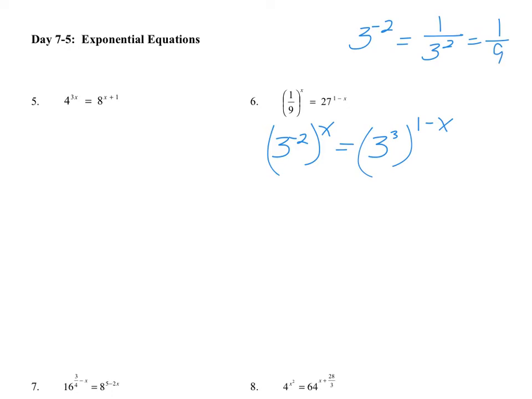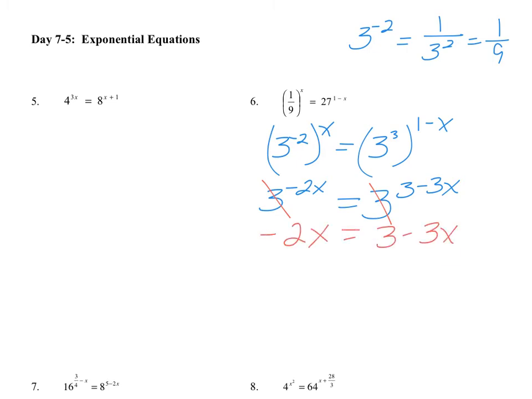Okay, so we're going to do the power to a power rule. So I have 3 to the negative 2x equals 3 to the 3 minus 3x. I have common bases, so I'm going to drop the bases and set the exponents equal to each other. I'm going to add 3x to both sides and end up with x equals 3.